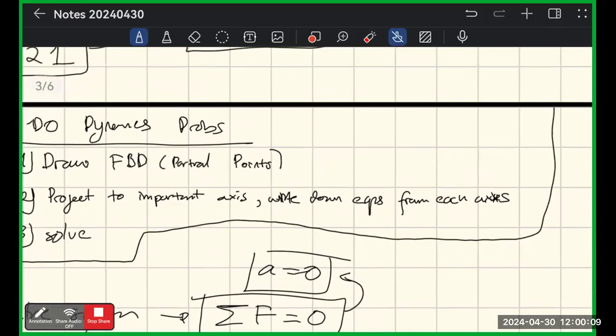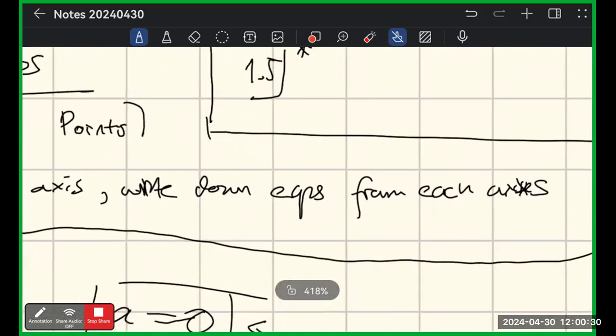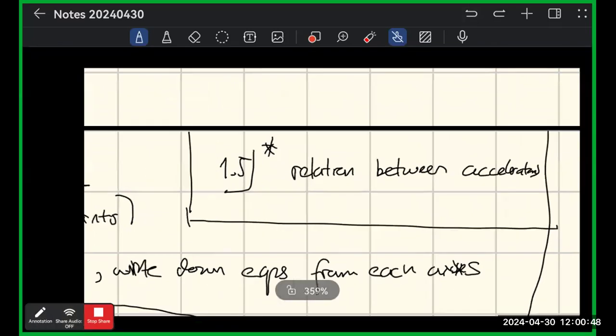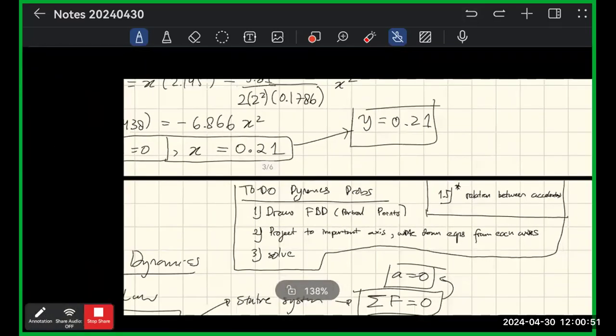Maybe you will have like 1.5 steps if the problem is very hard. If the problem is very harsh on you, but they are mostly very harsh on you, I guess, because the PH1011 module is very hard. They will give you some crazy looking problems when you have to find the relations between accelerations, which is there. The idea is there.